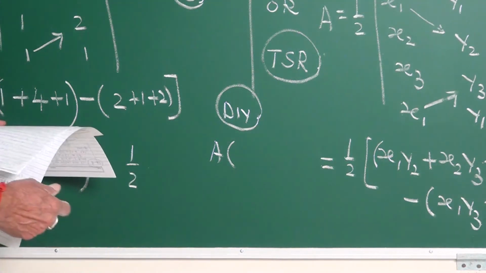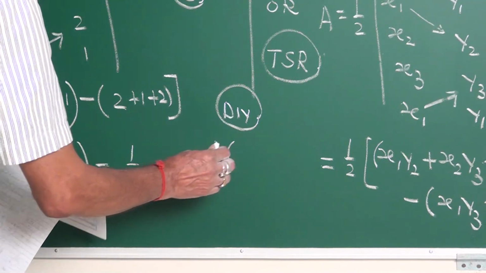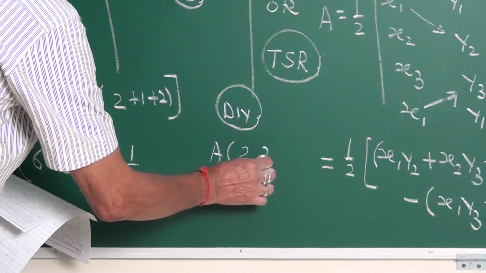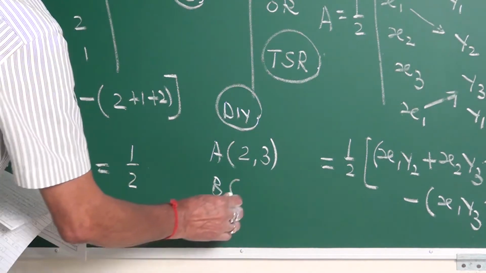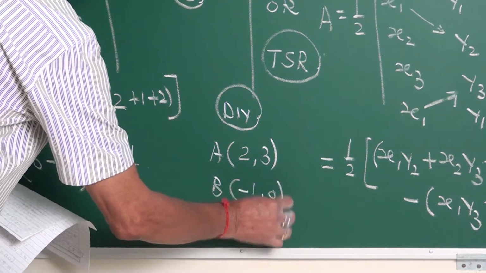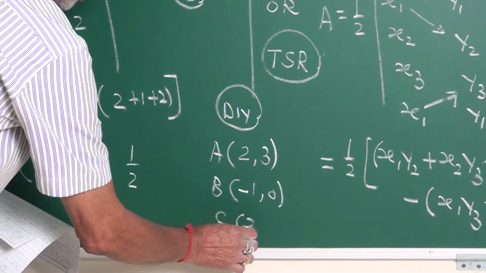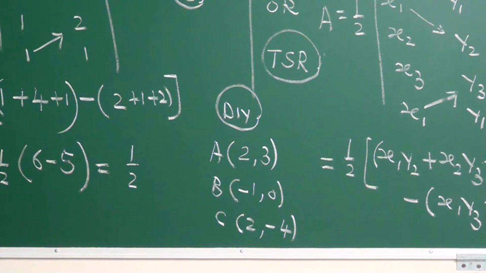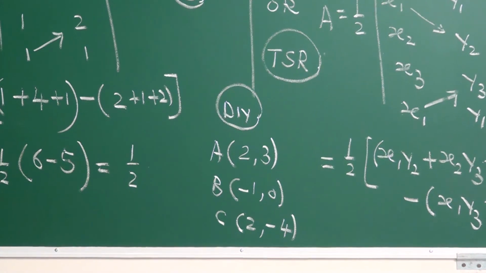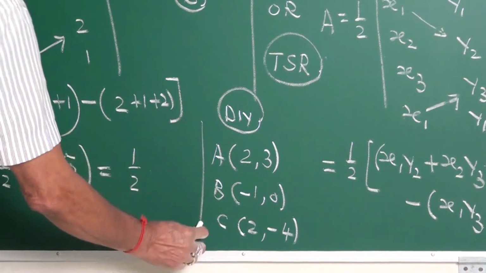A is two, three. B is minus 1, 0. C is 2 minus. This is different. This, my friends, find the area with these coordinates.